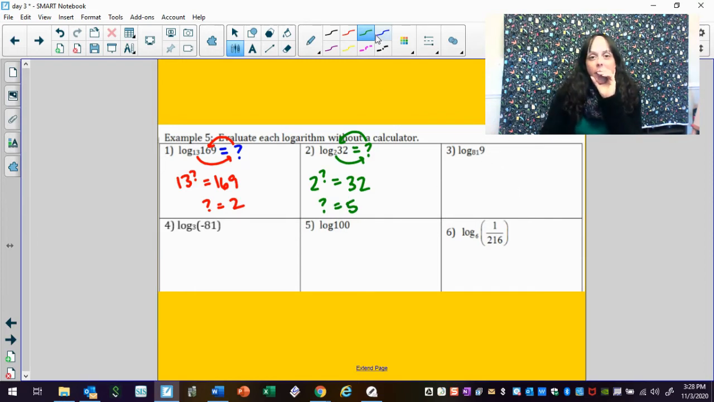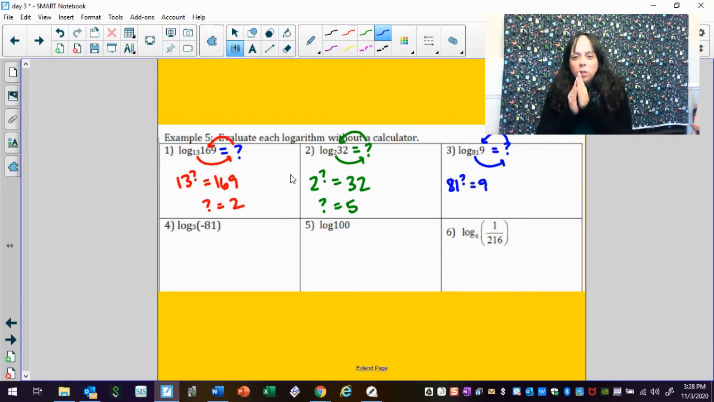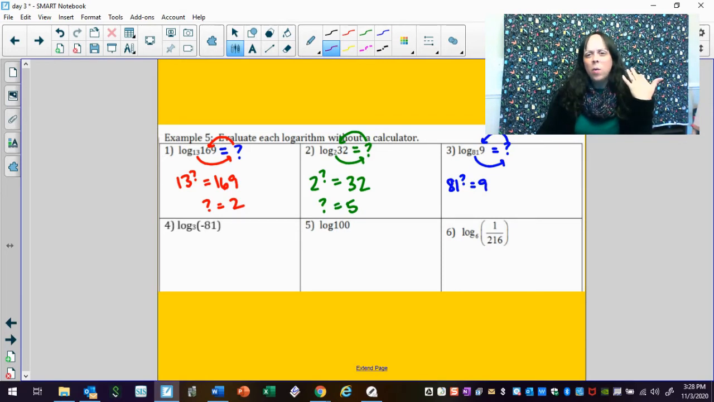This guy, oh, he's a fun one. I'm gonna call it equals question mark. 81 to the question mark equals 9. Were you able to set that up for yourself without me? All right, so this is a weird one because 81 to a power has to get smaller and become 9. Well, I know that 9 squared is 81, but how do I go backwards? How do I start with 81 and end up with 9?